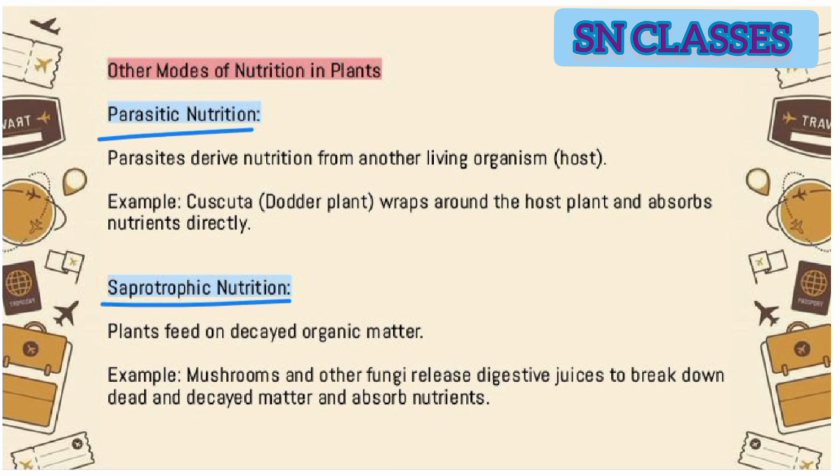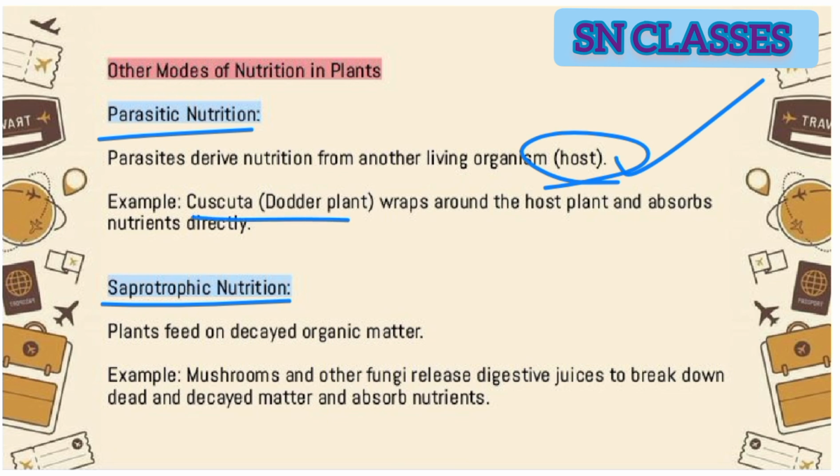Later we can deal with the other types of nutrition. So first let us see these two. What is parasitic nutrition? Parasites derive nutrition from other living organisms, that is called the host. The parasite depends on the other organism for its food, for its nutrition, and that organism is called the host. The best example is cuscuta.